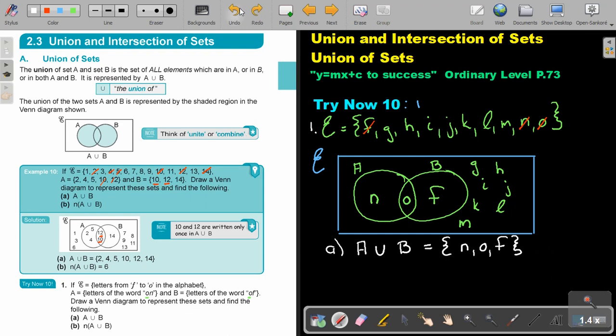Oh, that bracket is too curly again. And then the number of B, n(B), that's just counting the number of elements in that union set. And that's just 1, 2, 3, and that's my answer, 3. Okay.